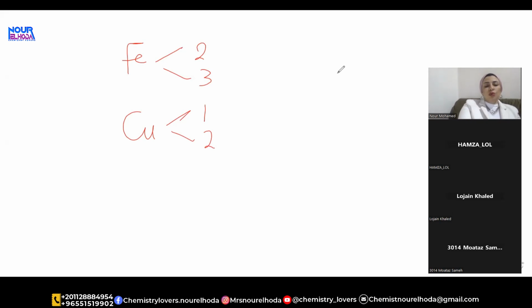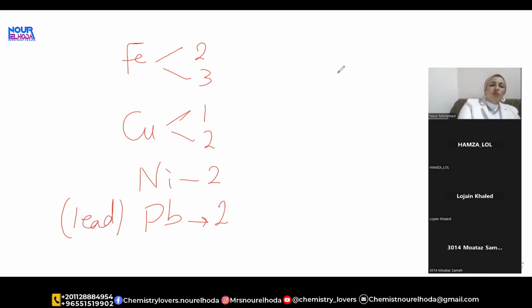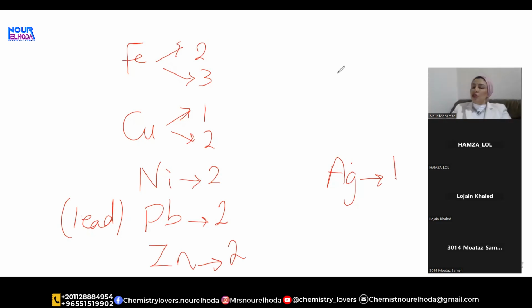I will show you how you will know. Nickel is always 2. Lead, PB is lead, because some students don't know that PB is lead. Lead is 2. What else? Silver is 1. Zinc is always 2. So the majority of the transition metals, not all, their valency is 2.